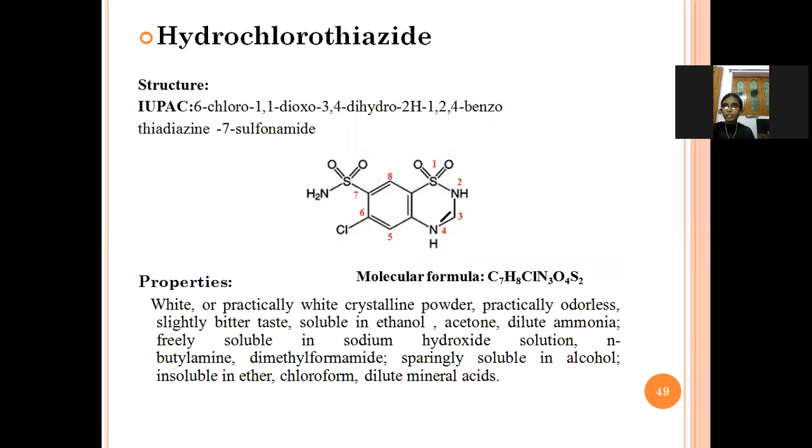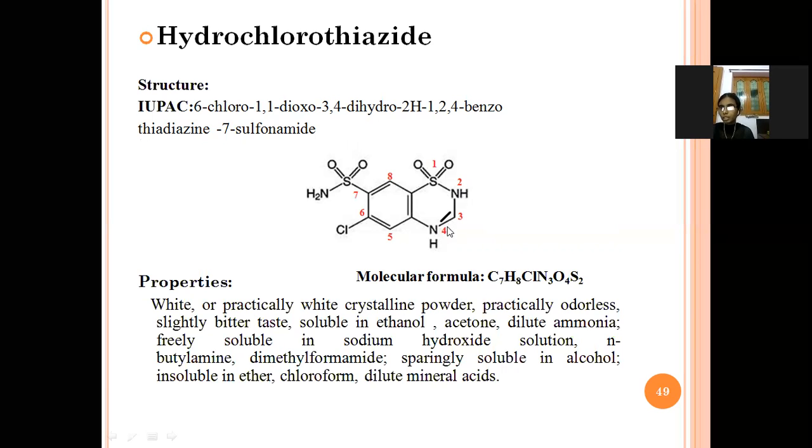So the first drug is hydrochlorothiazide, and this is the structure. The IUPAC name is 6-chloro-1,1-dioxo-3,4-dihydro-2H-1,2,4-benzothiazine-7-sulfonamide. See, this is the structure of the benzothiazine. Benzo means benzene, thia means sulfur, aza means nitrogen.